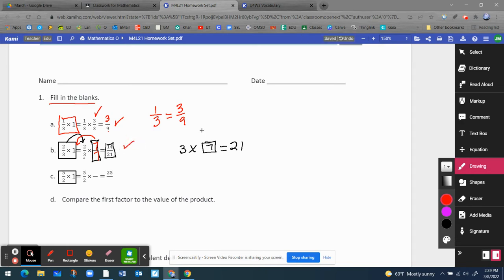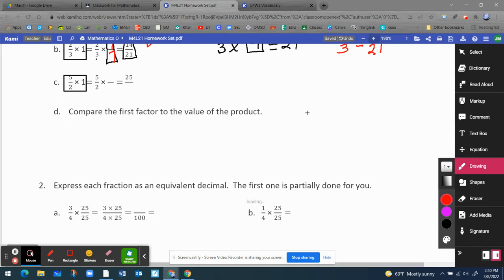Now, let me remind you again. That 2/3, which is right here, is the same as 14/21. 1 is just reduced to the lowest term in which it can be written. All right, let's look at the next one. And I think I need to zoom in a little more. Let's look at the next one.